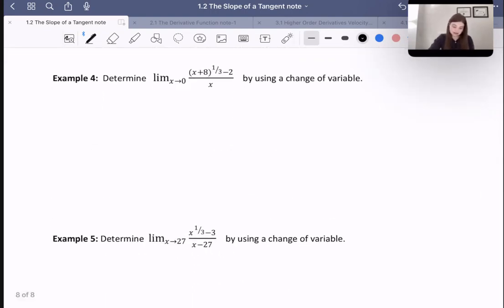This one says determine the limit as x approaches 0. Now, of course, we can't really do that, right? We can't really just plug in x is equal to 0 right away. And it says we're going to be using a change of variable. So what I'm going to do is I'm going to recall that u cubed minus 8 is equal to, right?